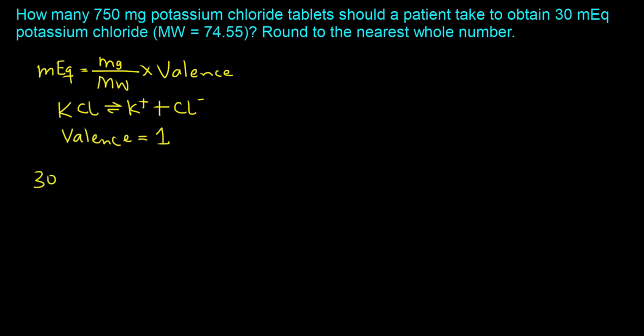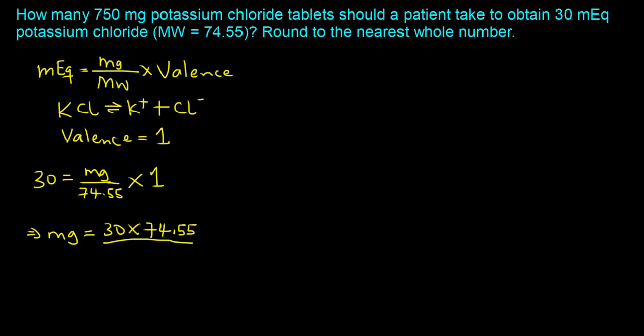We have 30 milliequivalents being equal to the weight in milligrams divided by molecular weight, which is 74.55. We can multiply that by the valence, which is 1, and we solve for milligrams. So that implies that your milligrams is going to be equal to 30 times 74.55 divided by 1. And that is going to be equal to 2236.5 milligrams.